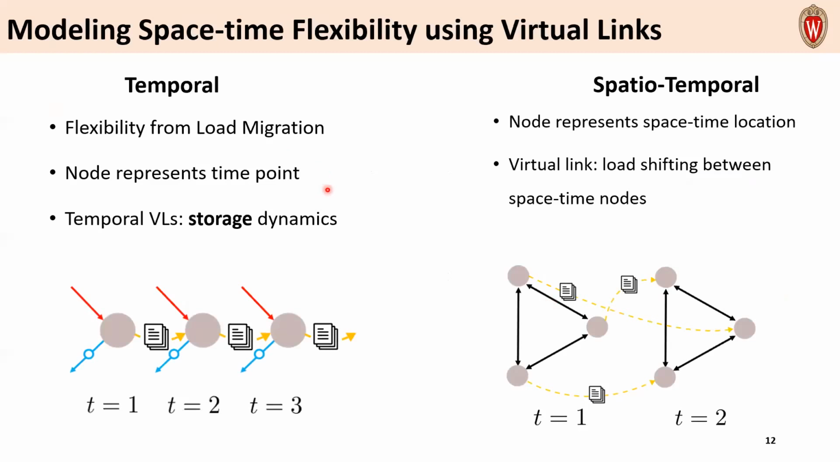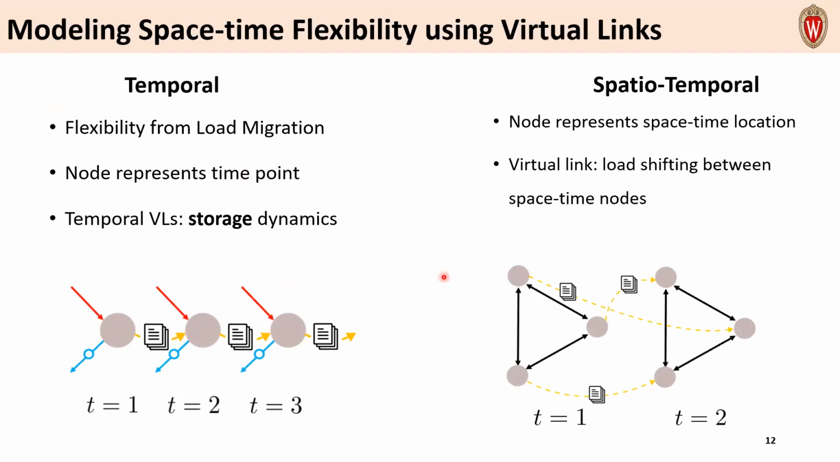We can also extend the virtual link idea to capture temporal flexibility from data centers. To do that, we use the nodes to represent each discrete time point, and the virtual links to represent the workload delay to a later time. Again, the temporal virtual links work similar to storage dynamics in that we are storing workloads for later clearance instead of storing electricity in energy storage applications.